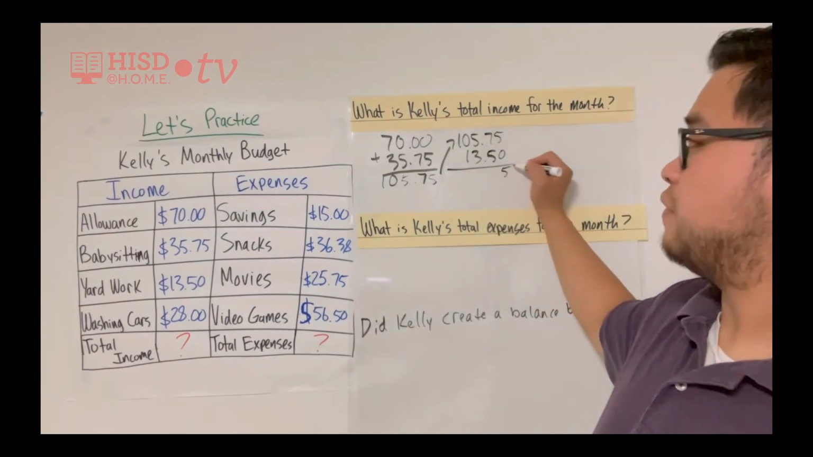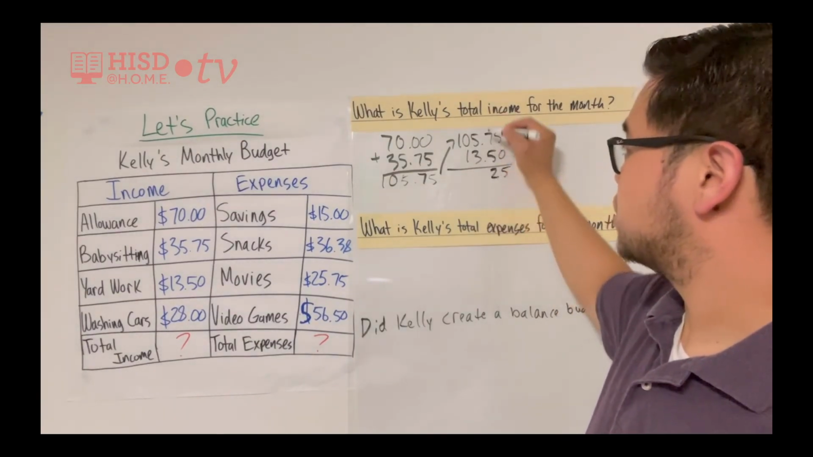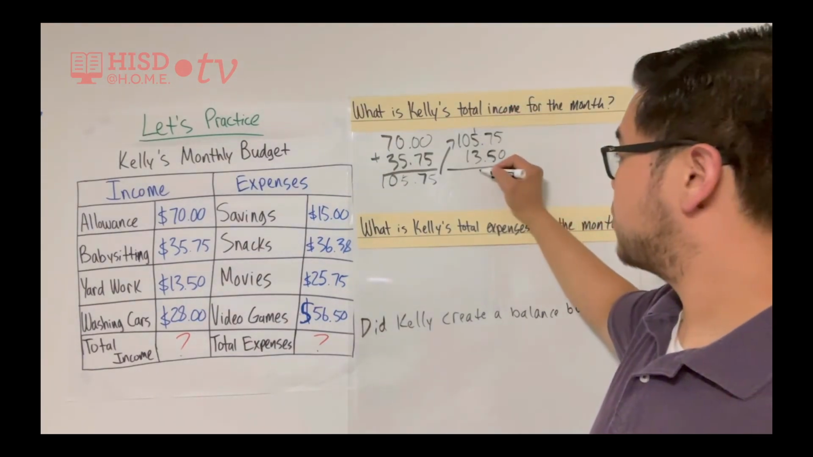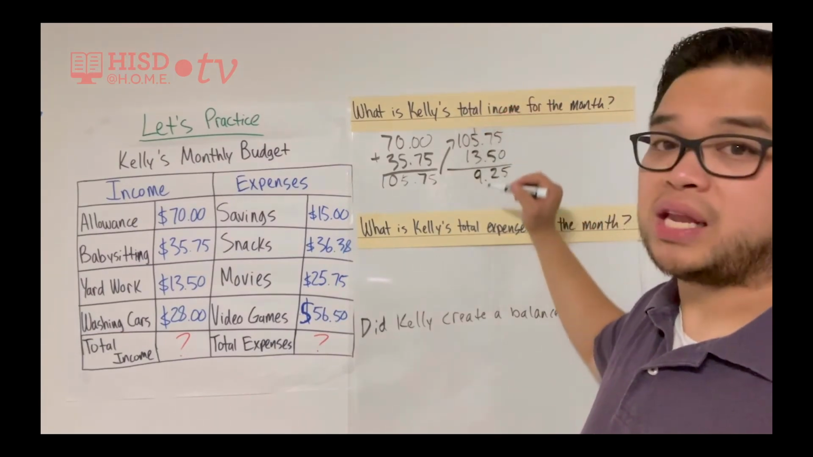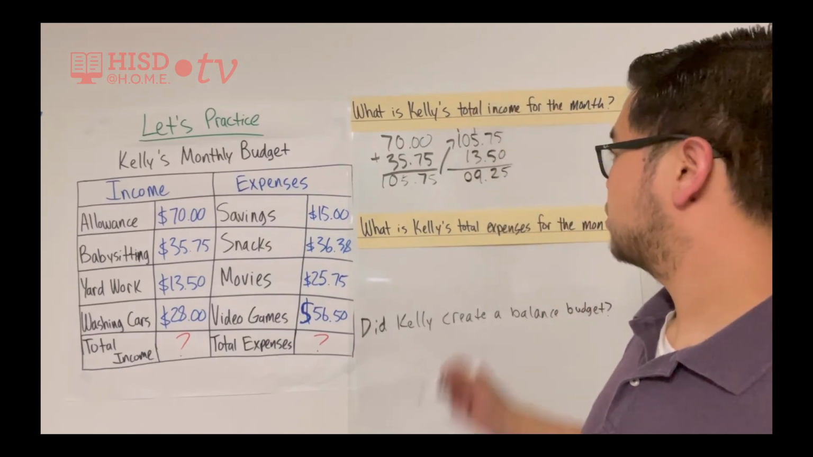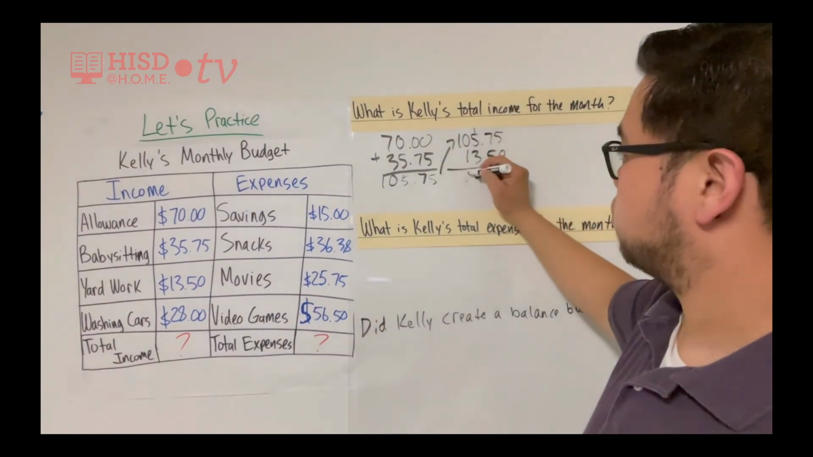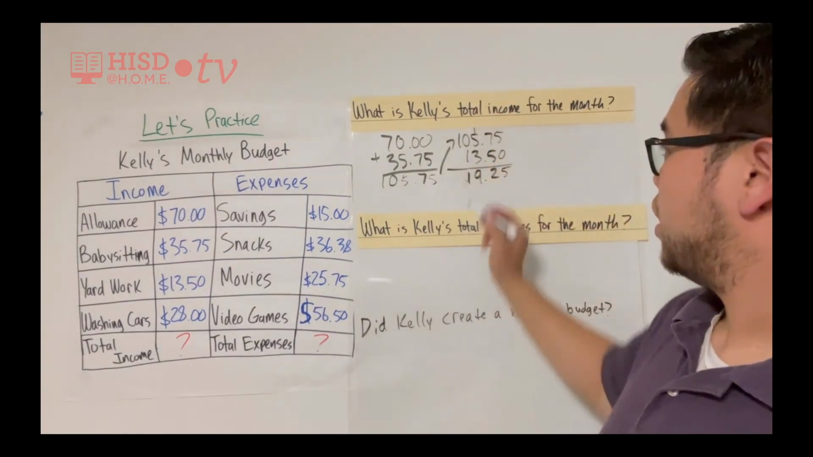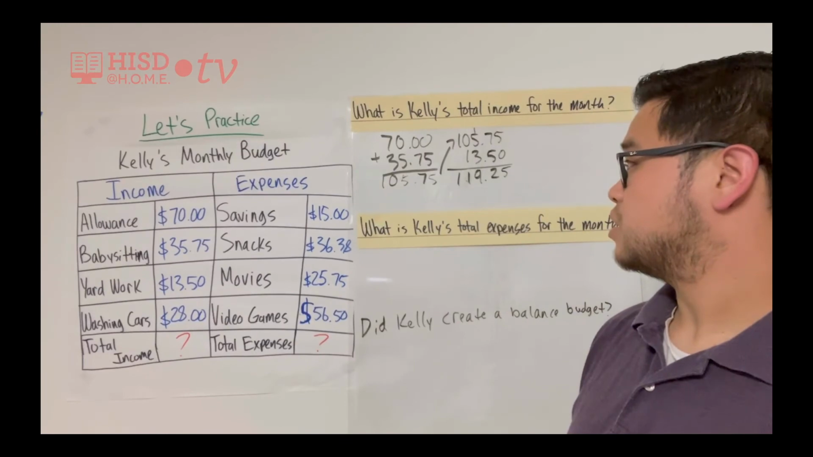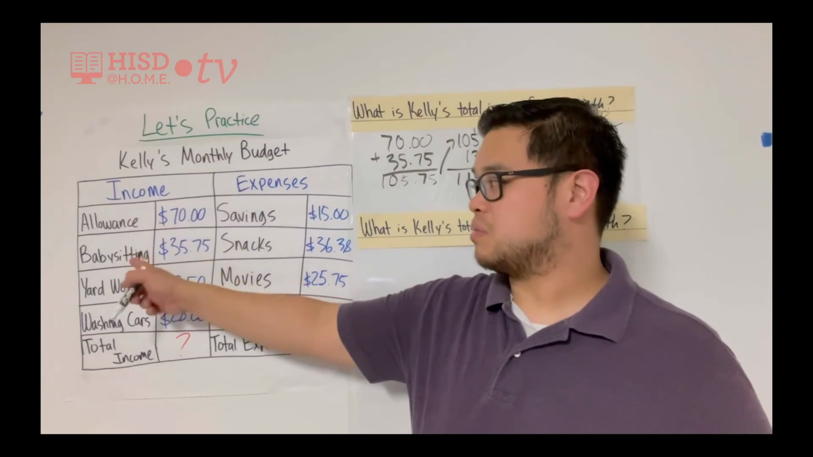5 plus 0 is 5. 70 cents plus 50 cents is $1.20. 1 plus 5 is 6. 6 plus 3 is 9. 0 plus 10 is 10. Bring our 1 over. Oh, I'm sorry. 0 plus that 1 is going to give us 110 here. And then we bring the 1 down. So we have $119.25. So that's how much he has in his income right now from allowance, babysitting, and yard work.